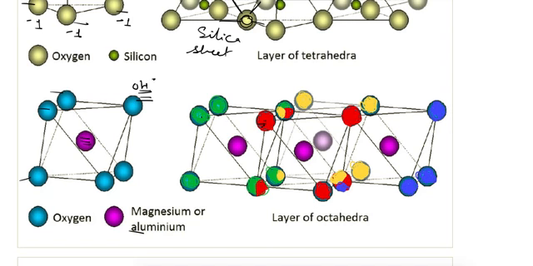I have tried to show the same here. If the green one is representing one octahedral unit, the red one is representing another unit and the yellow one is representing the third unit, then at this point this hydroxyl ion will be shared by these 3 units, the green one, the red one and the yellow one.